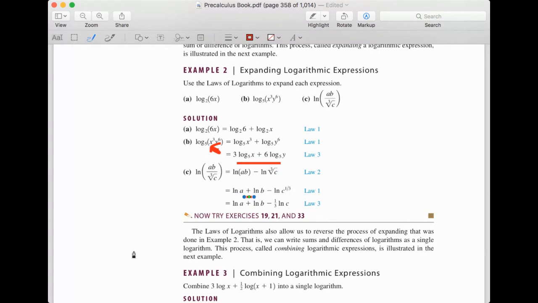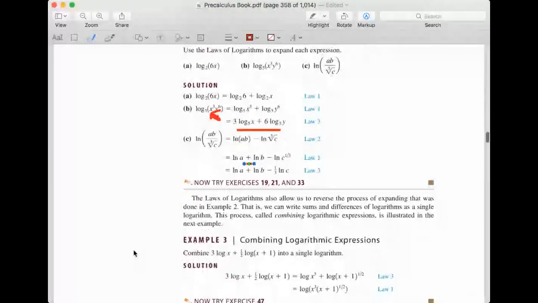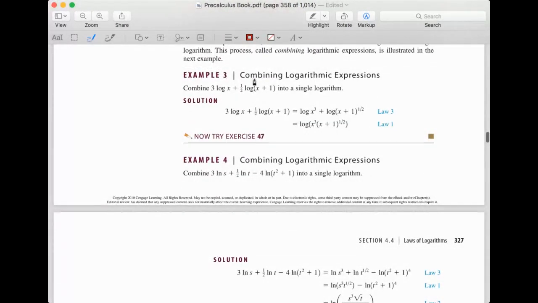Okay. Let's see more examples. If you have any questions, stop me anytime. So this example is combining the log expressions. 3 log x plus, right? When we see plus of 2 logs, we can write it as 1 log, then multiply inside the logs.